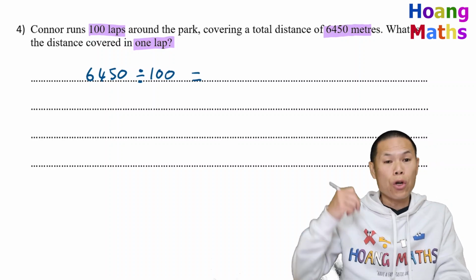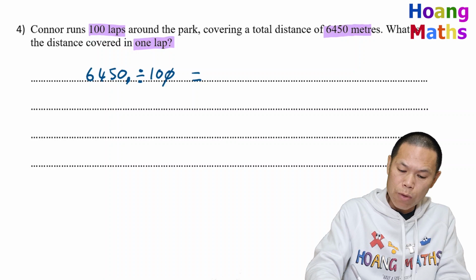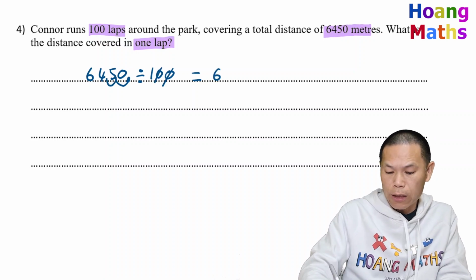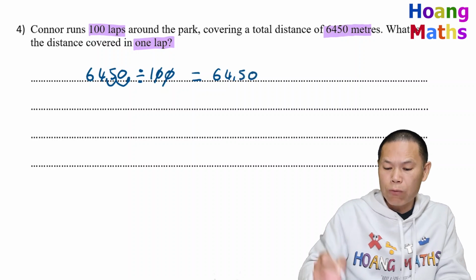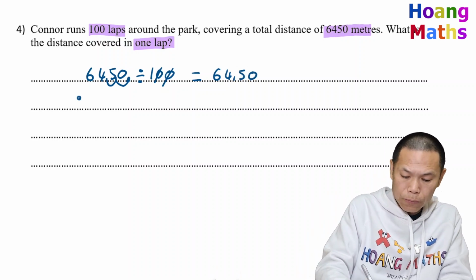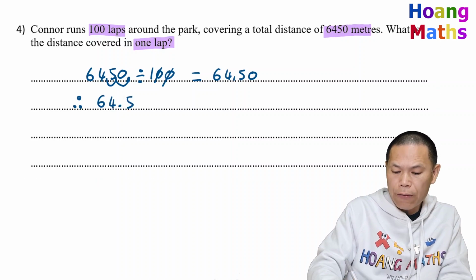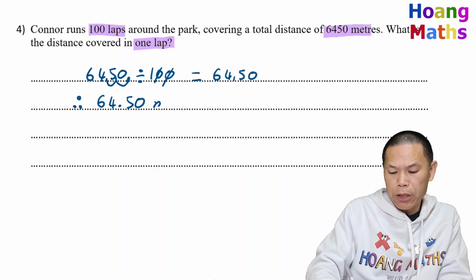So what we do, no decimal point, it means right at the back here. So we cancel this, we move 1. We cancel this, we move 1. So that is 64.50, or you can write 64.5. So therefore, 64.50 meters if you like.